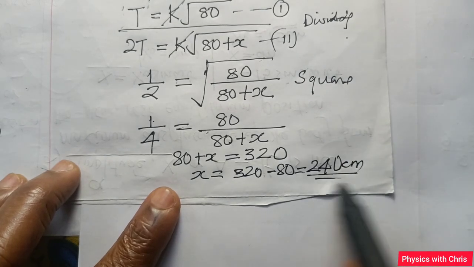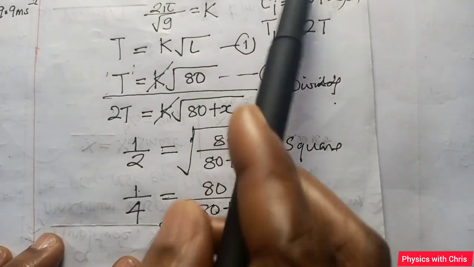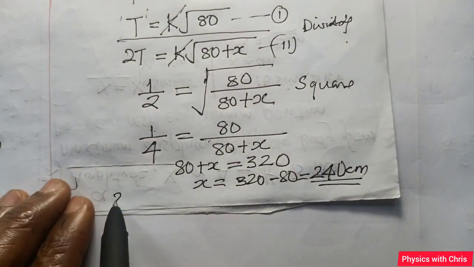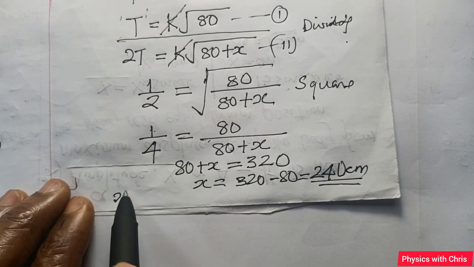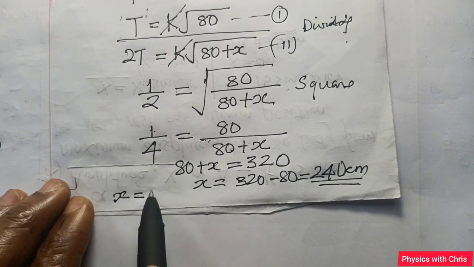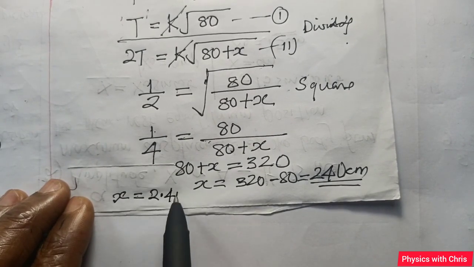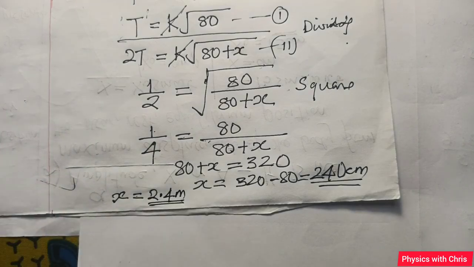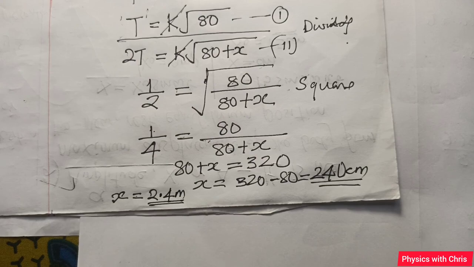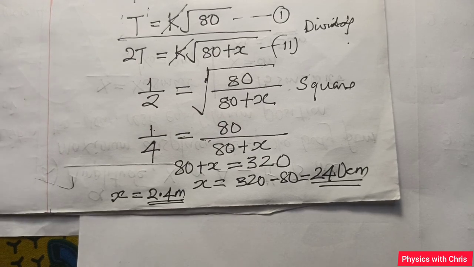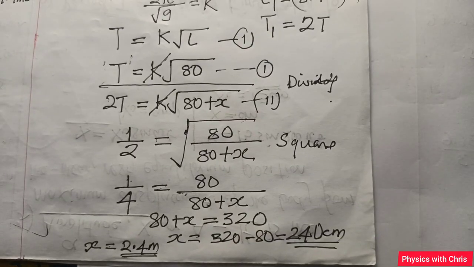centimeters. Why is it centimeters? Because I worked with centimeters. But if I want x in meters, it's going to be 240 divided by 100, which is 2.4 meters. So when the length of the pendulum is increased by 2.4 meters, or 240 centimeters, the period will be multiplied by 2, that is, 2 times the original period.